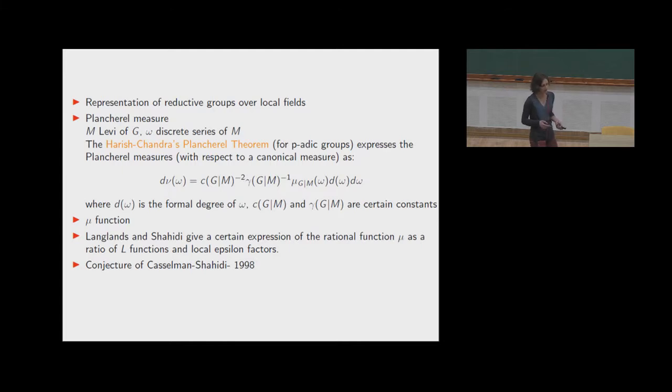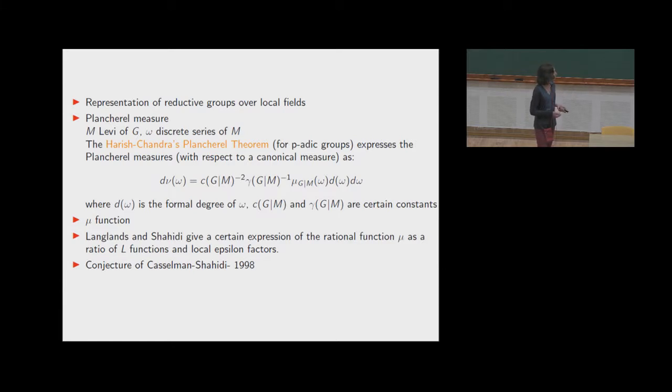So when you want to write this Plancherel theorem for any reductive group, you need to define a Plancherel measure, which is given there, which is one of the expressions of the Plancherel measure. And this is a measure on the dual of G, which is the set of unitary irreducible representations of G. And you see that there is a formal degree in this expression, and a mu function, so this mu function will be one of the main ingredients in my work.